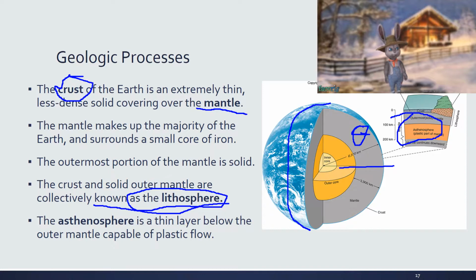And we're going to see there's a thin layer below the lithosphere we're not going to worry too much about in this course, called the asthenosphere. And this tends to be a more plastic, flowing area, very much again like a river of rock that our land sits upon.